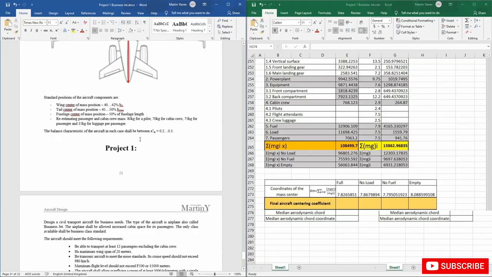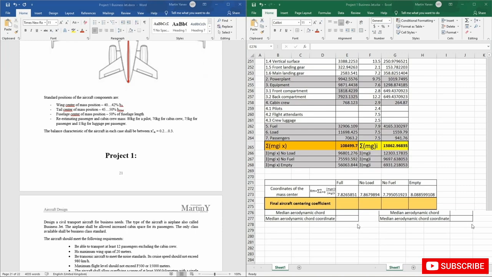And now, since you found the center of gravity of your aircraft, I will estimate the 5 aircraft centering coefficients, which, as I said, need to be between 0.2 and 0.3. If they are not, we will need to modify some of the positions of our components. But to find them, we first need the median aerodynamic chord and the median aerodynamic chord coordinates.